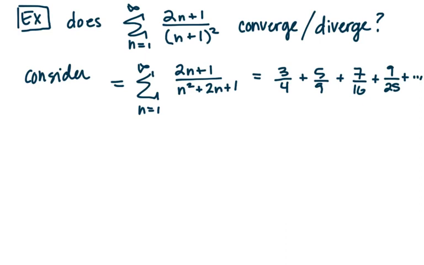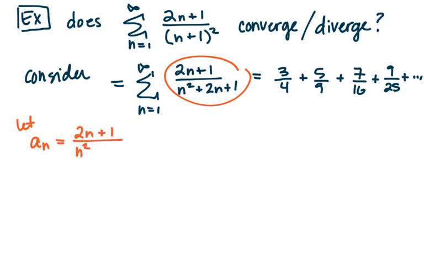All right, because we know all terms are positive, and remember that was a condition that we stated, as long as we have all positive terms, I'm going to let this be a sub n. So I'm going to let a sub n equal 2n plus 1 over n squared plus 2n plus 1, because I'm going to choose to use my limit comparison test.